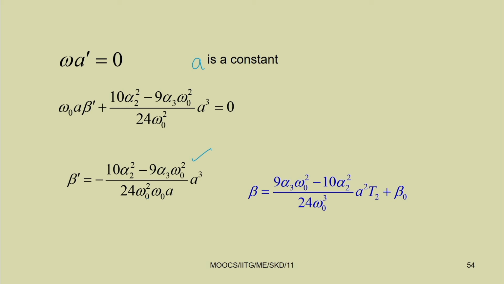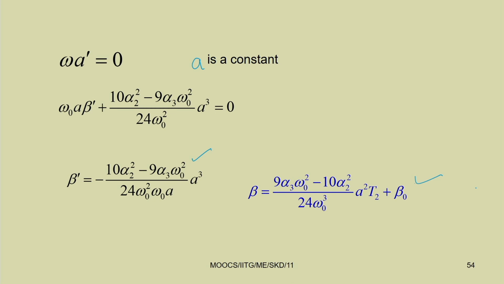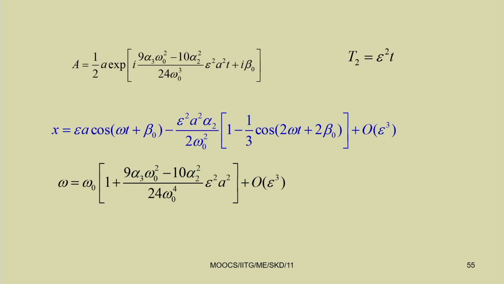So, beta dash is a constant. So the expression for beta will be equal to this, as it is a constant. So integration of this thing equals this into T2. You just see this dash with respect to T2. So this beta equals this one. Now by substituting this beta value in the original equation, we can get the expression for A and also get the expression for x.